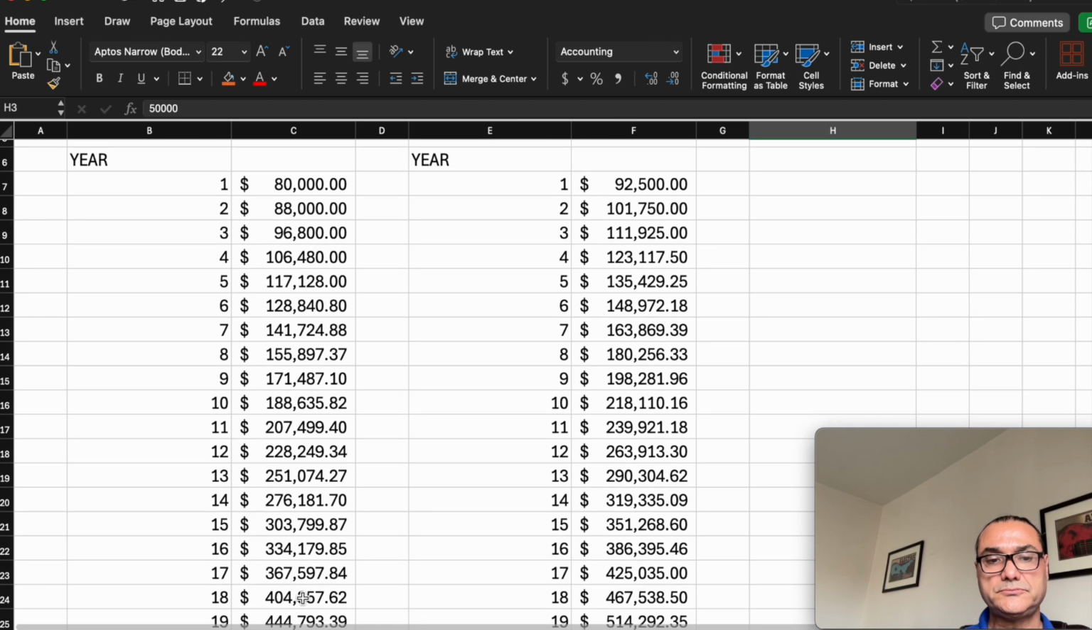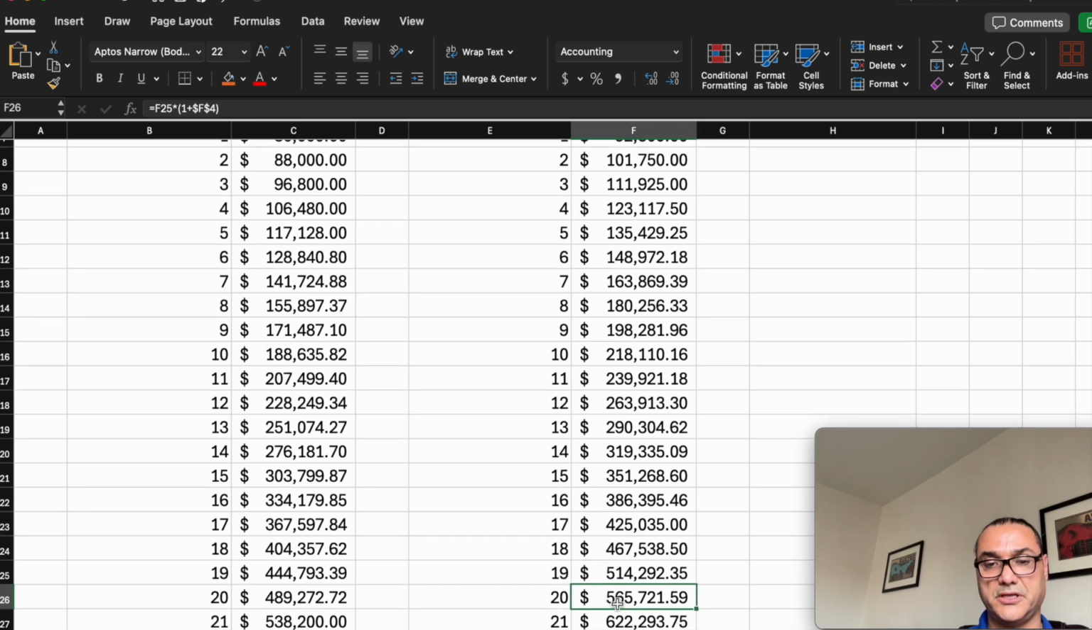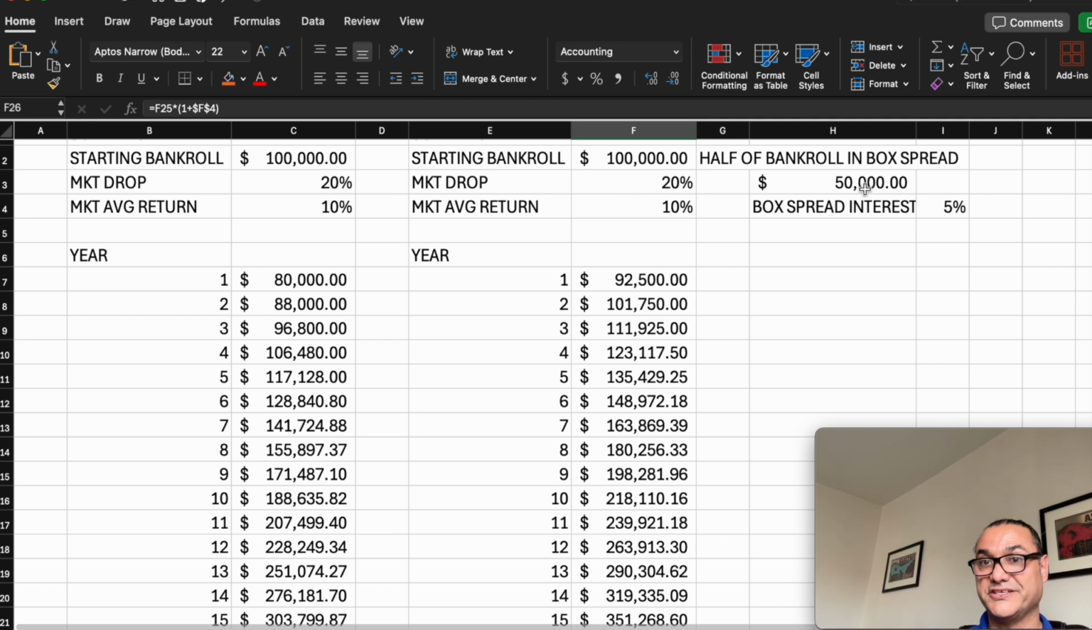Let's continue. See what happens after year 20. In scenario 1, again, all the money is allocated to stocks, you have 489,272, and in scenario 2, after 20 years, you have 565,000. So that's roughly 76,500 more than in scenario 1. Now imagine that. In 20 years, you have an extra 76,000. Why? Because you did this. In year 1, you made sure that half of the money was earning you something, and that something was 5%.